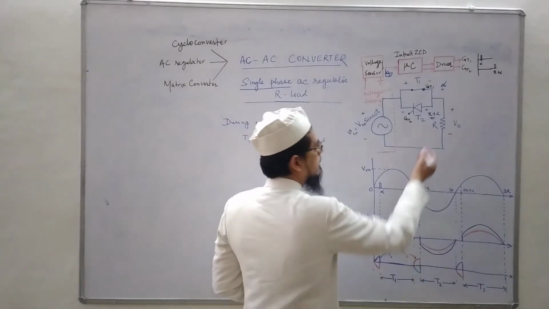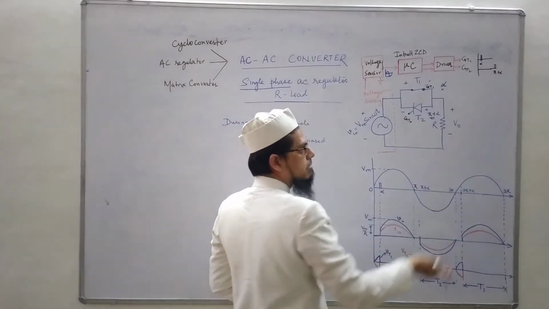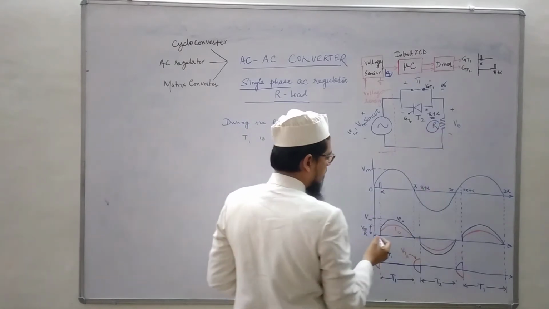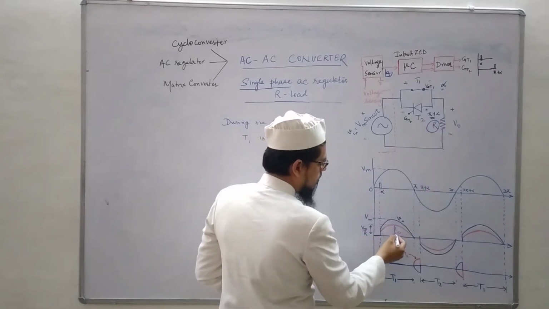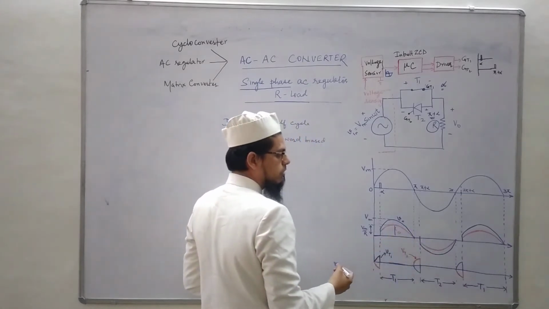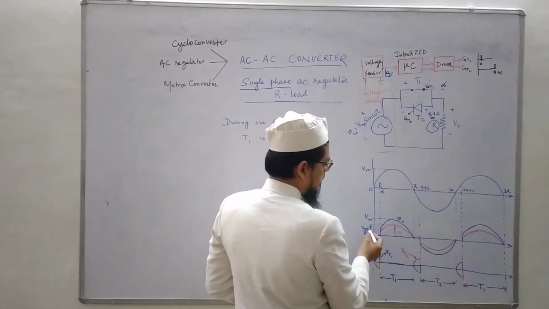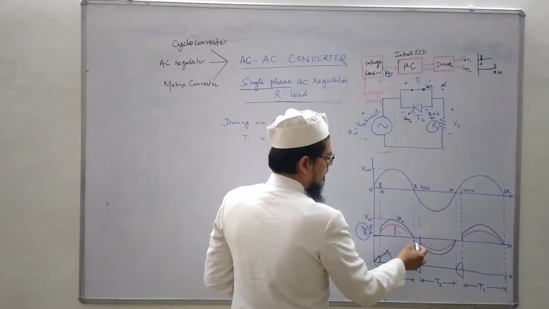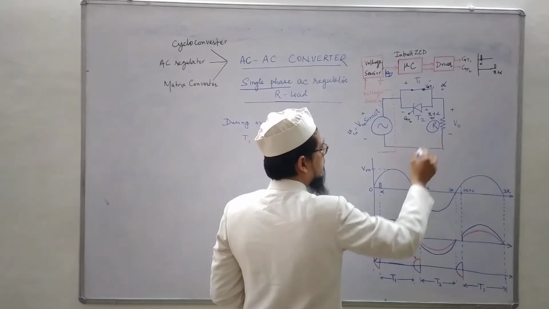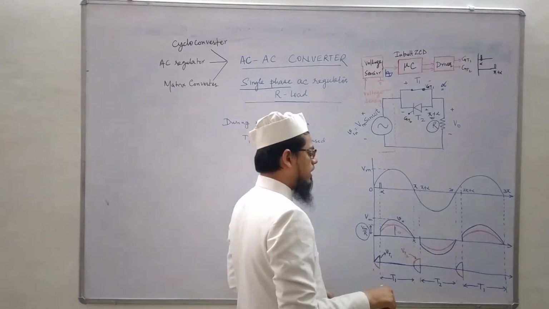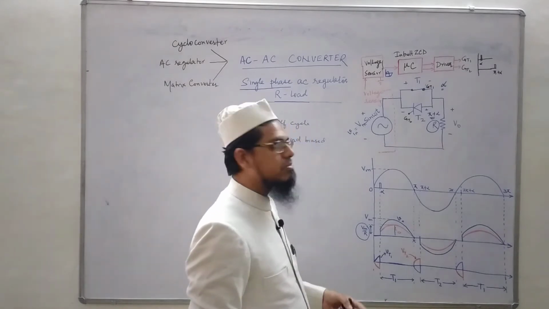The current waveform would be the same as that of the voltage, only it would be limited by this resistor R. So the peak value of the current waveform, this red waveform is basically the current waveform, will be Vm by R. At pi, since it is a resistive load, as soon as the voltage goes to 0, current also goes to 0. So that means the SCR stops conducting.